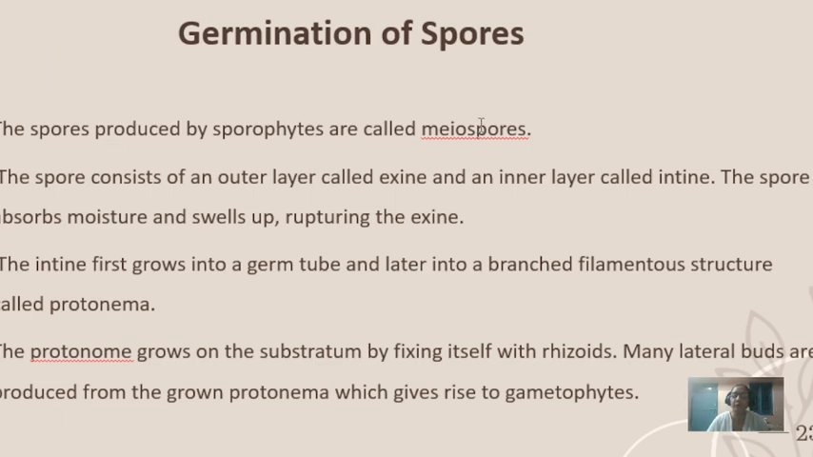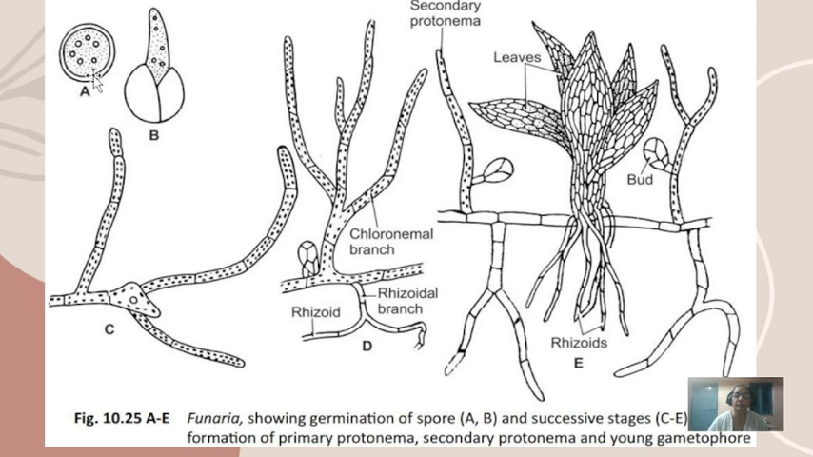Spores produced by the sporophyte are called meiospores. They consist of an outer layer called the exine and an inner layer called the intine. They absorb moisture and swell, rupturing the exine. The intine grows into a germ tube and later into a branched filamentous structure called the protonema. The protonema grows on the substratum by fixing itself with rhizoids, and many lateral buds are produced from the growth of the protonema and give rise to the gametophyte. This is the spore, the exine broken, the intine comes out in the form of a germ tube, and they form the structure. The protonema-like structures are being developed.